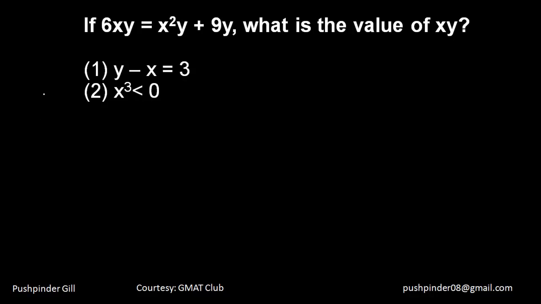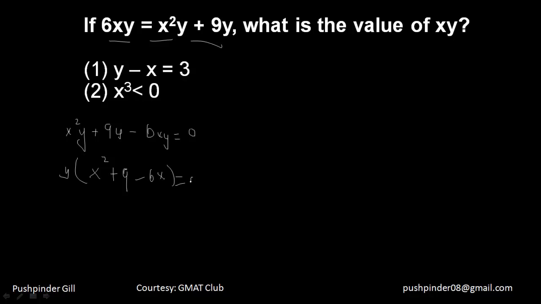Now before you even move to the statements, it's very important to bring this to a friendlier zone wherein you can extract some quality information out of it. When I say quality information, it means you straight away know what the question is trying to test. So if I rephrase this, I can say x square y plus 9y minus 6xy is equal to 0. If I take y common, I get y into x square plus 9 minus 6x is equal to 0. Similarly, I get y into (x minus 3) whole square is equal to 0. So this is the quality information that I needed. This is the equation that will help me open the doors to this question.